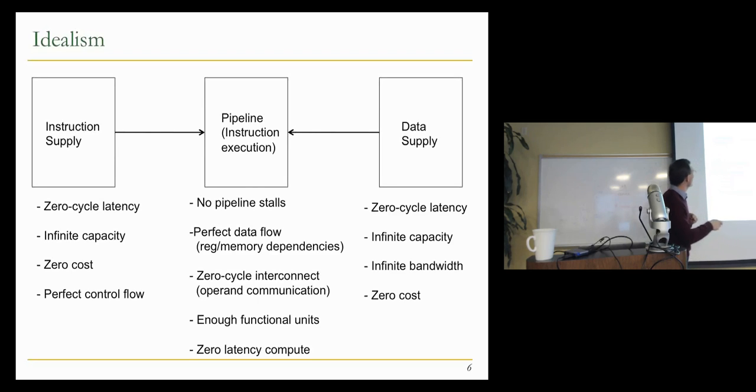In terms of data supply, you have similar requirements. Zero cycle latency, infinite capacity, infinite bandwidth. Actually, you could think about the bandwidth over here too, but this is usually more of a problem for data supply. Remember the vector processors that we talked about? For a single instruction, you're bringing many, many pieces of data. That's why the bandwidth problem is much more of an issue for the data supply.